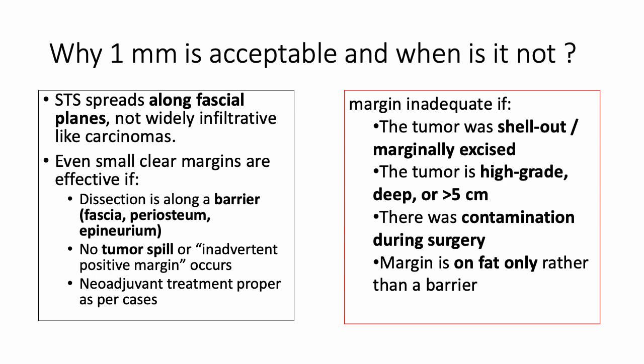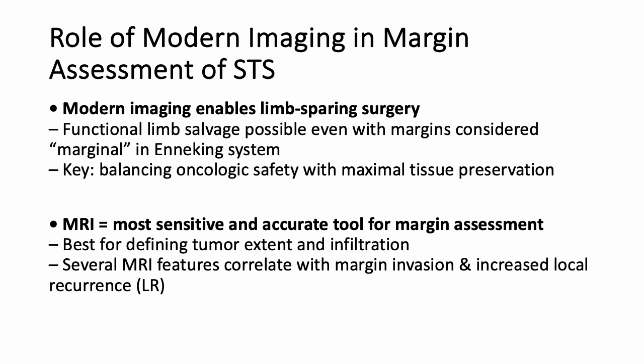If there is no tumor spill, or if the neoadjuvant treatment is proper as per the case, a 1 mm margin is acceptable. But the margin is not adequate if the tumor was shelled out or marginally excised, the tumor is high grade or deep, there was contamination during the surgery, or the margin is fat only rather than on an anatomical barrier. Then a 1 mm margin would not be deemed adequate. What we'll do next if the margin is inadequate, I'll talk about in the next slide.